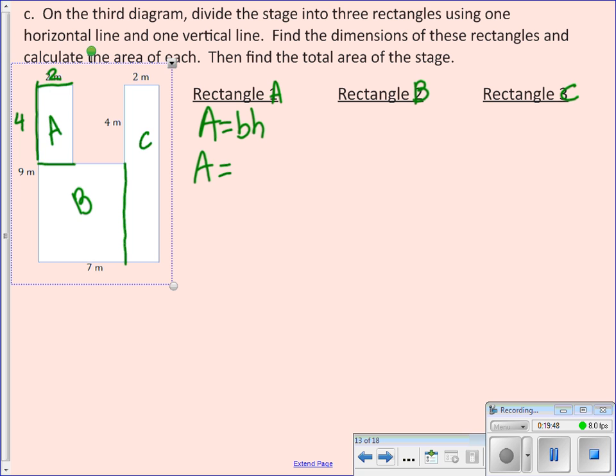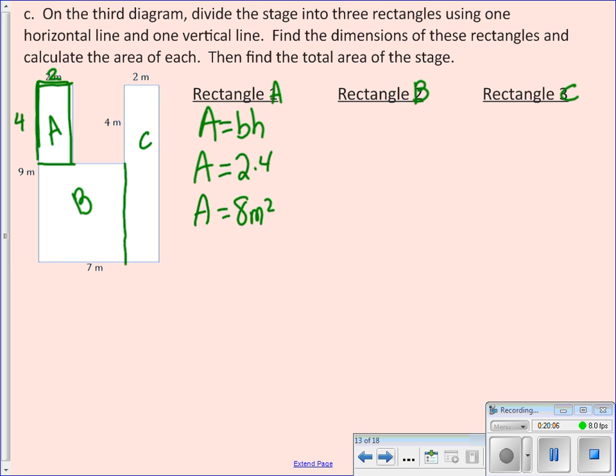4. So 2 times 4. No other shape has those measurements, so I can't carry it over to another one. A and C are different this time. Okay, so that was shape A.